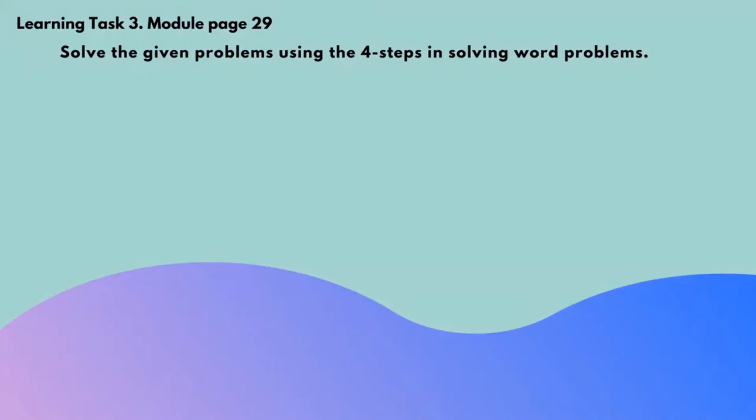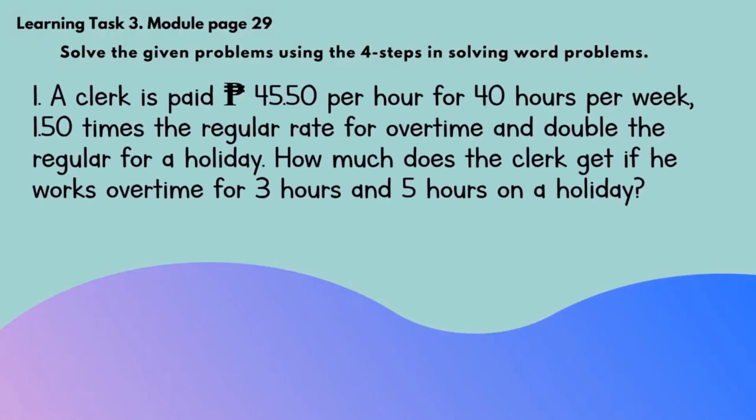Let's move on to learning task number 3. A clerk is paid 45 pesos and 50 centavos per hour for 40 hours per week, 1.50 times the regular rate for overtime, and double the regular rate for a holiday. How much does the clerk get if he works overtime for 3 hours and 5 hours on a holiday?